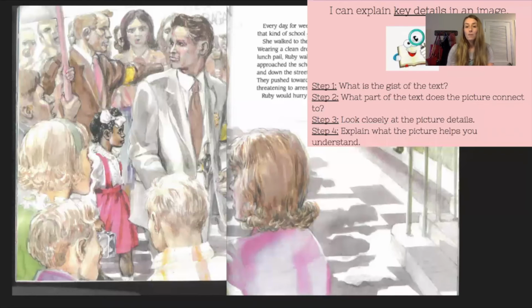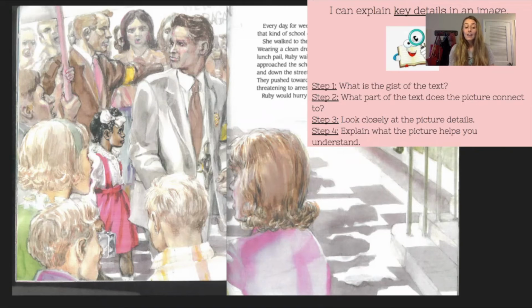So I'm going to go through my steps. The first step is to think, okay, what is the gist of the text? We've read this story the past 2 days. We know what the big idea of the text is. We know that the gist is that Ruby was sent to a white school because it was against the law to have separate schools for Black and white children.